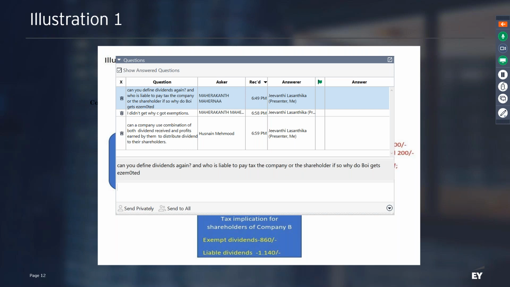But that argument can be disputed, because the revenue authority can always come back and say it's provided in the law. If you're earning some income, there should be an expense attributable to earn that income. Yes, that's correct. It can be challenged.